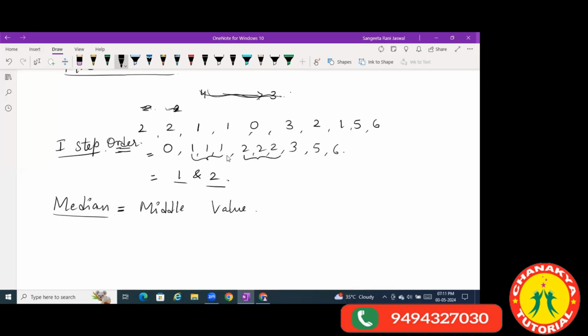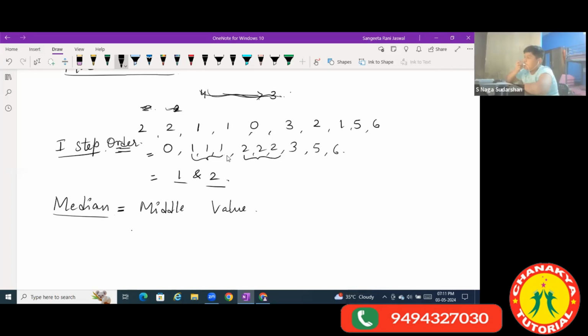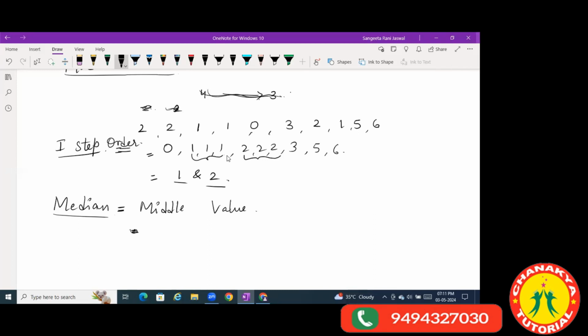Okay, I'll take an example from my side. What are the examples of median or middle value? I'm showing you. See here, let's take this data. The data will be 1, 2, 3, 4, 5. Suppose I have these 5 numbers. Okay, this is my data, right?